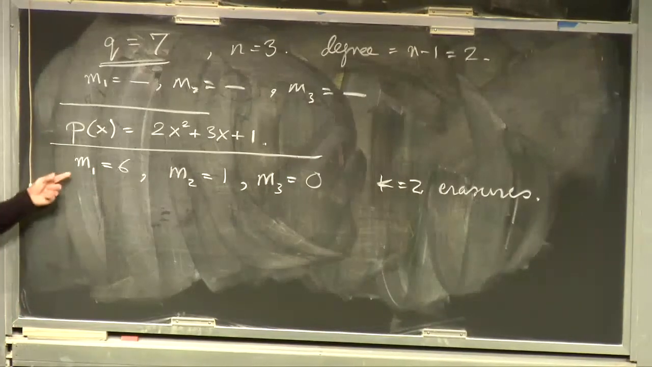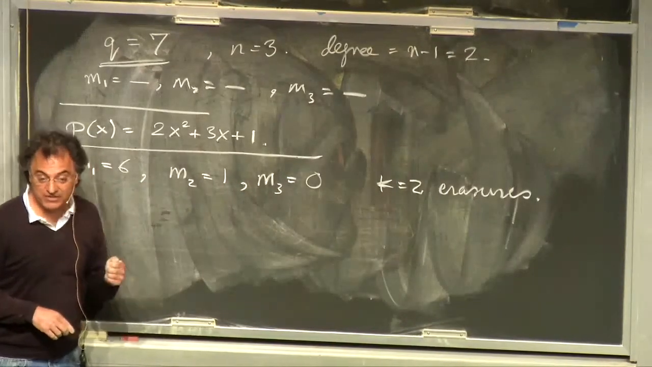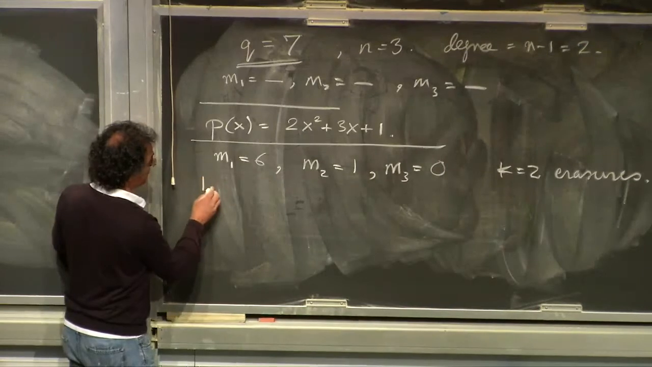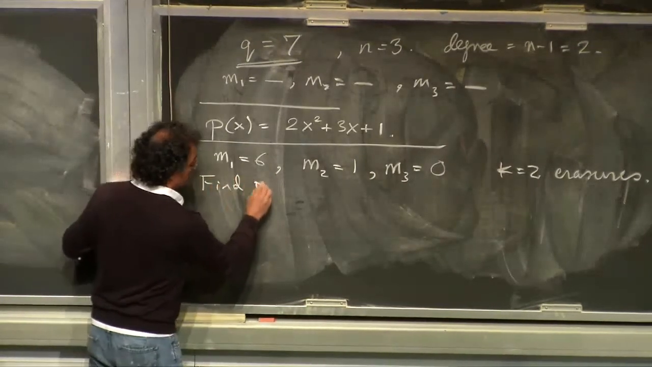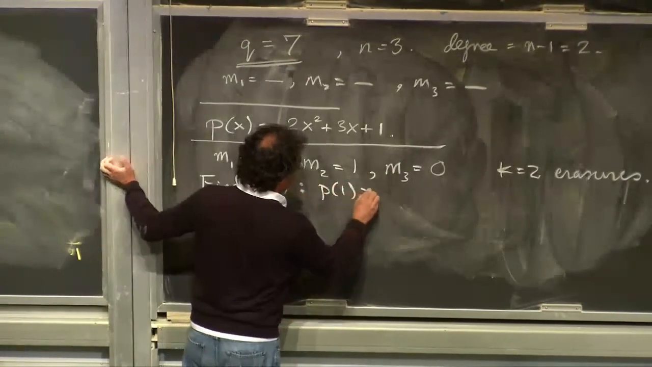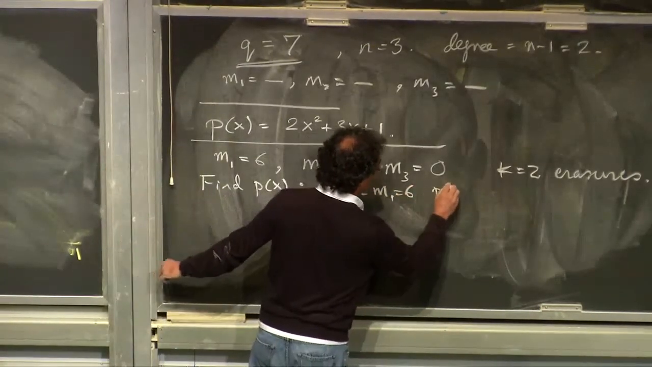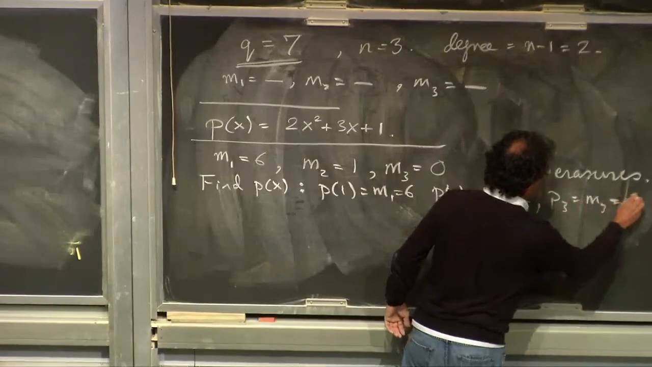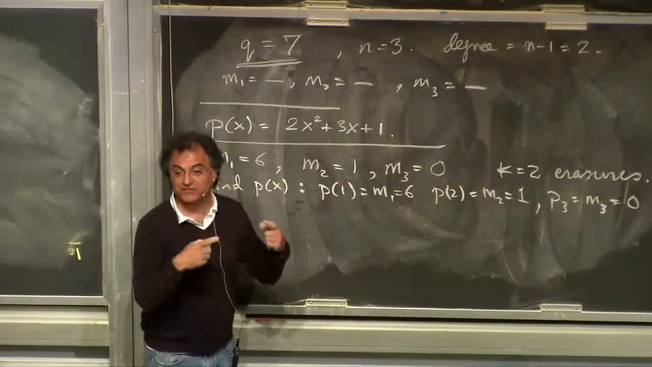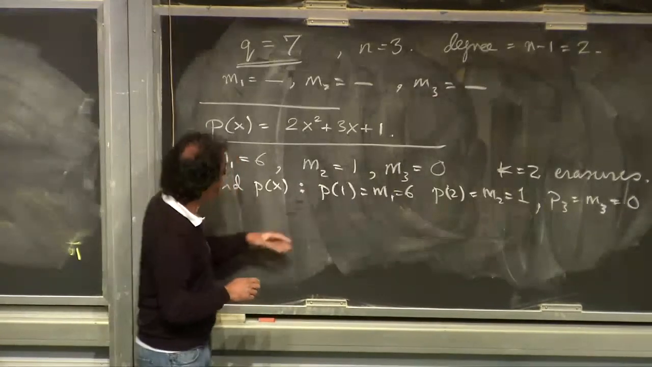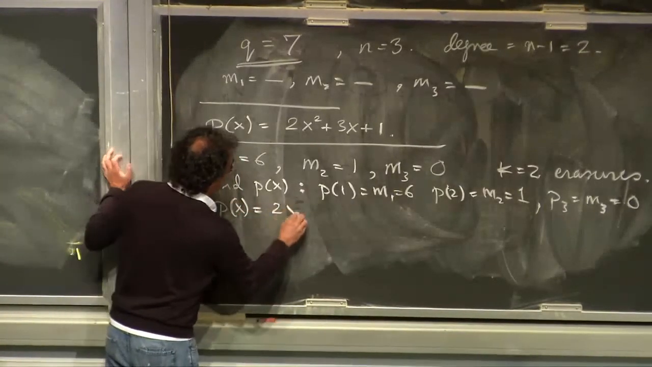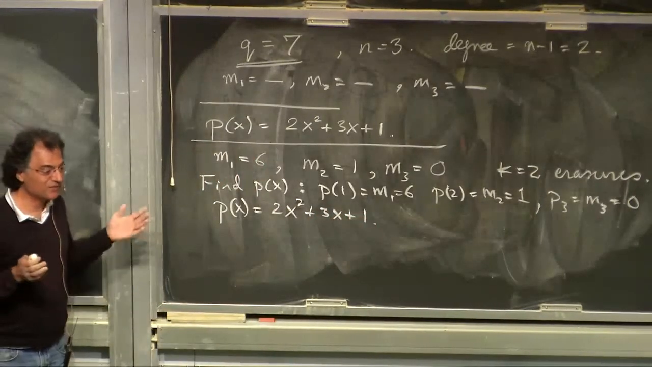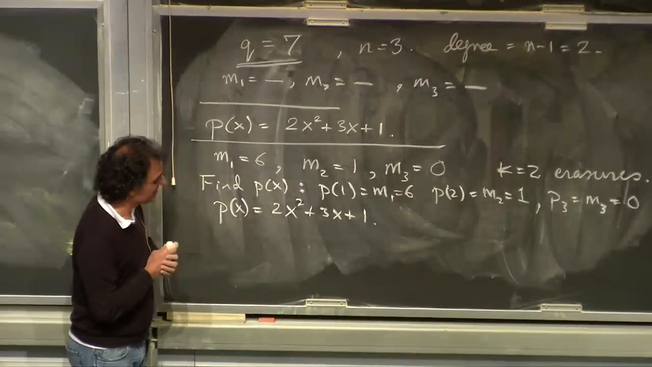So we have these 3 messages, and we have to figure out a polynomial p of x of degree 2 such that p of 1 equal to m1 equal to 6, p of 2 equal to m2 equal to 1, p of 3 equal to m3 equal to 0. And so we laboriously work our way through Lagrange interpolation, and having worked through it, we figure out that p of x equal to 2x squared plus 3x plus 1. Because that's the unique polynomial, and we just guessed that this is the right answer.